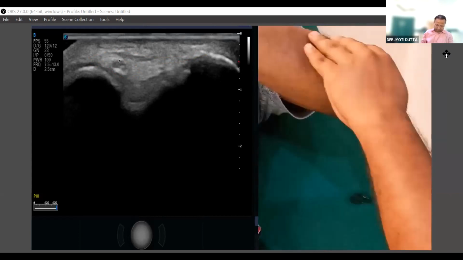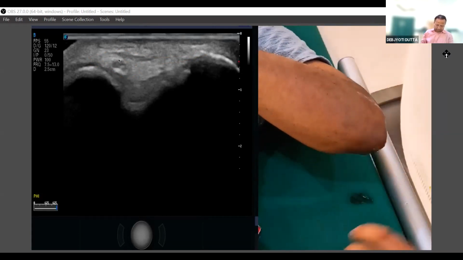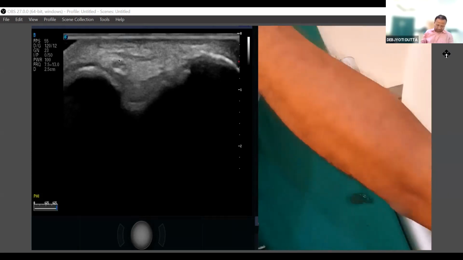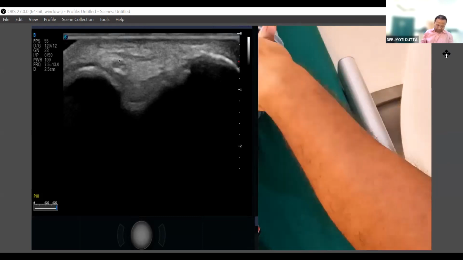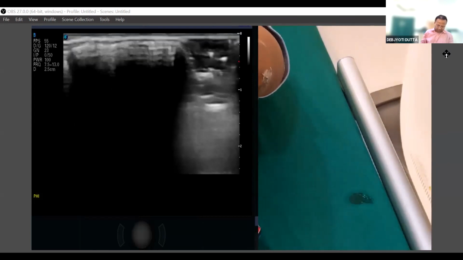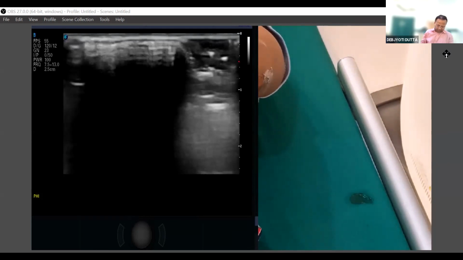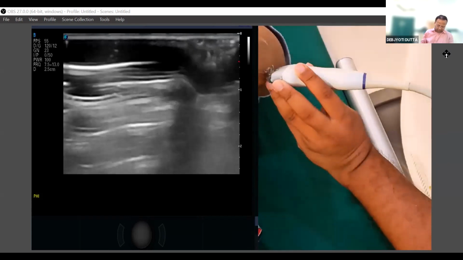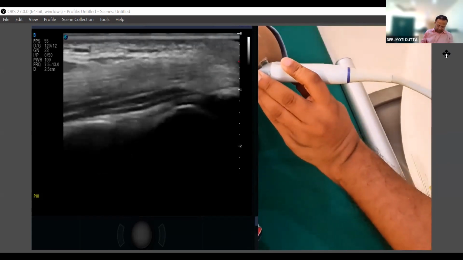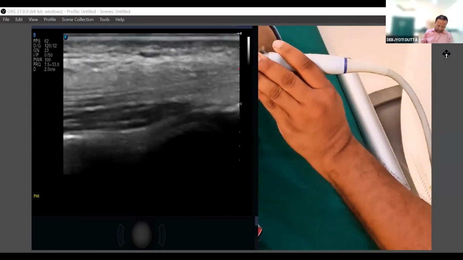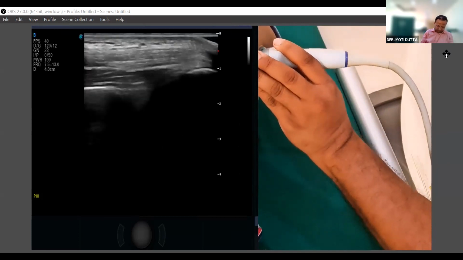Okay, we have 1 hour left. So we have enough time now. So for evaluating the posterior part, what position are we taking? We are asking the patient to do this. Okay, here we are holding the probe like this. The marker is towards the proximal side, and we have to go slightly deeper, so we need to increase the depth here.